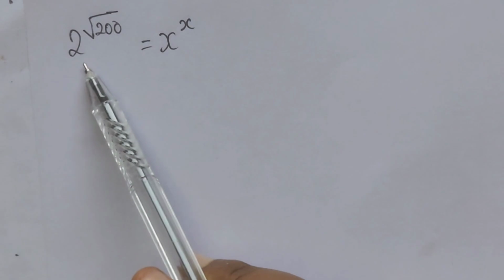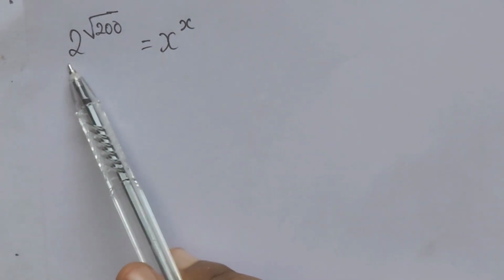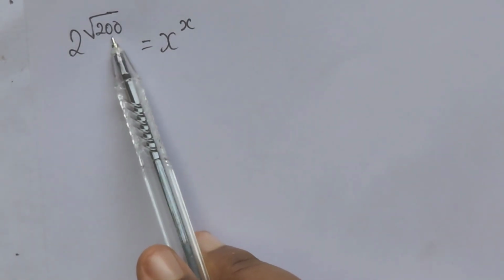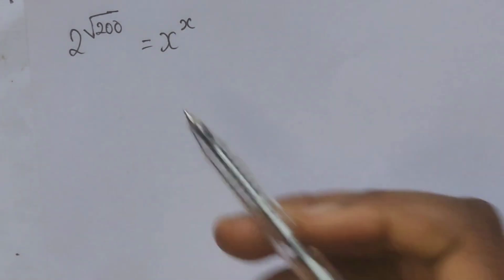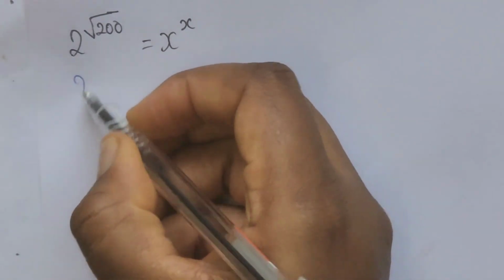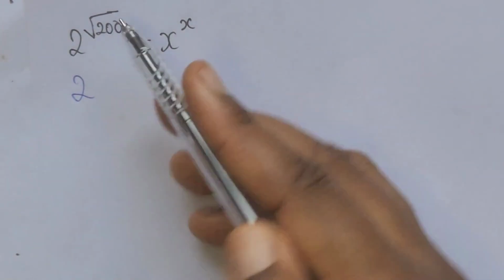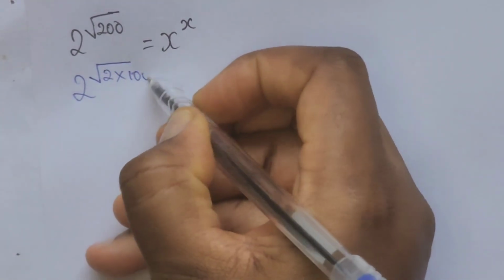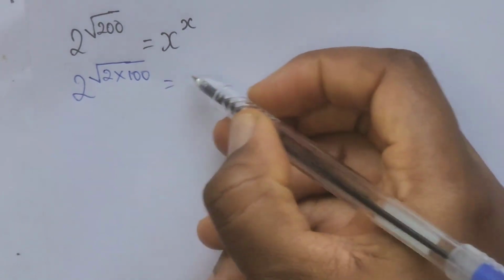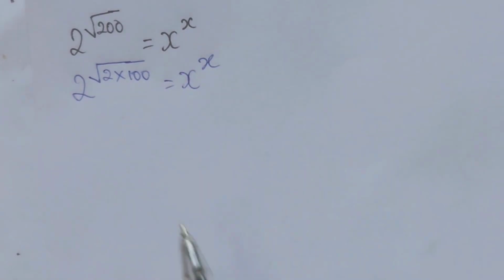So today we have this problem to resolve. We have 2 to the power of root 200 equal to x to the power of x. So first of all, we have root 200, which is the same as root of 2 times 100, and is equal to x to the power of x.